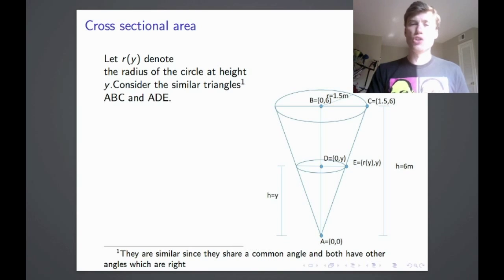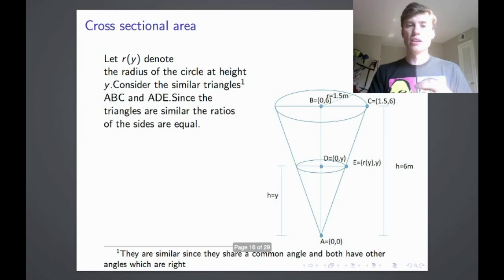So we have two triangles. We have the triangle A, B, C, and the triangle A, D, E. Now these are similar triangles. They share the common angle at A, and the angle ADE and the angle ABC are both right. So this makes the two triangles similar, and hence we can relate the sides.